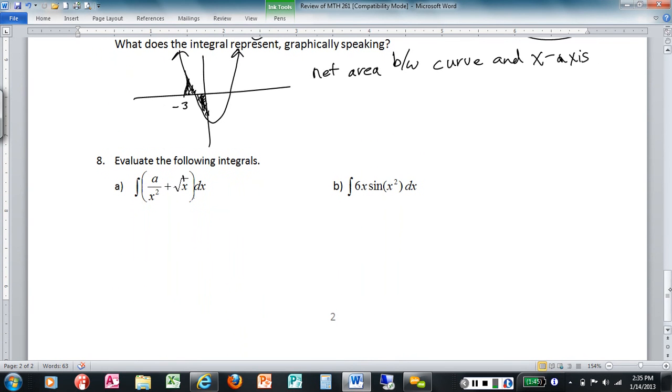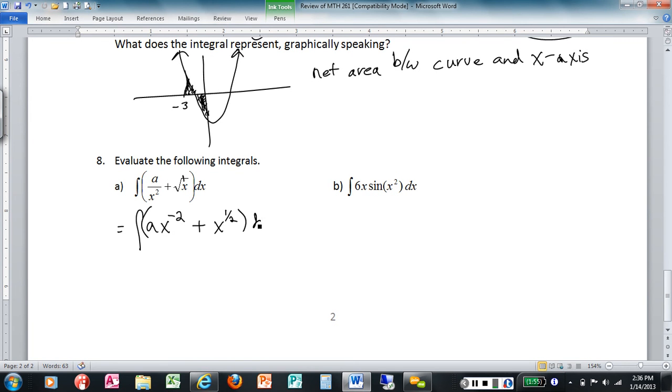Now, 8a and b, a couple of important ones there. What about that 8a? Probably I'd want to rewrite that, right? And say this is the integral ax, not a over x squared, but ax to the negative 2 power. Make it a power on the top there. And then what about the square root? Yeah, make it a 1/2 power there.